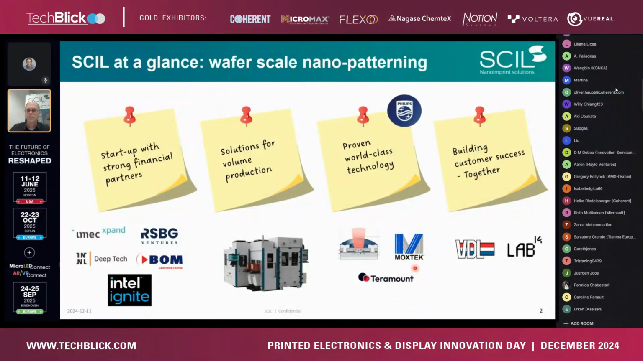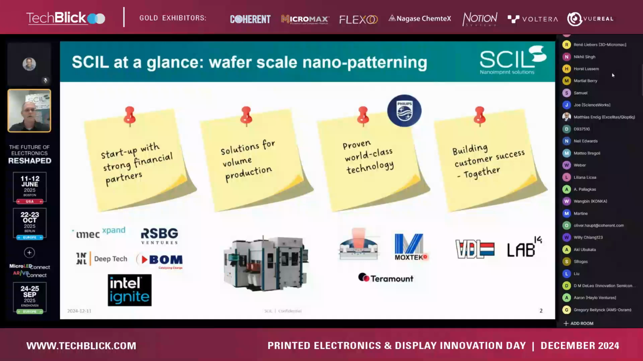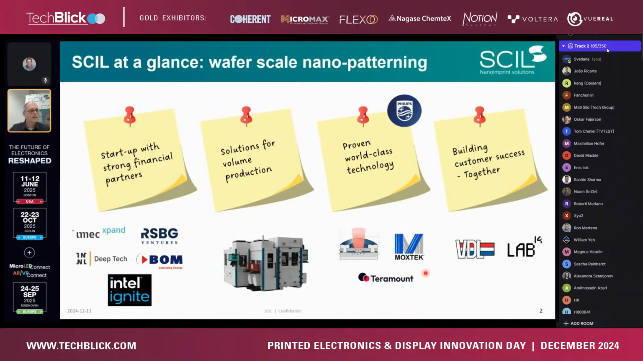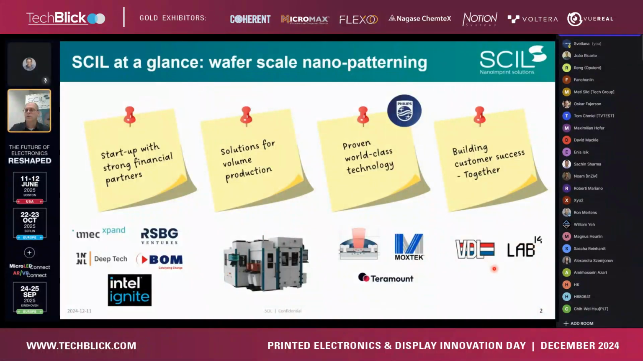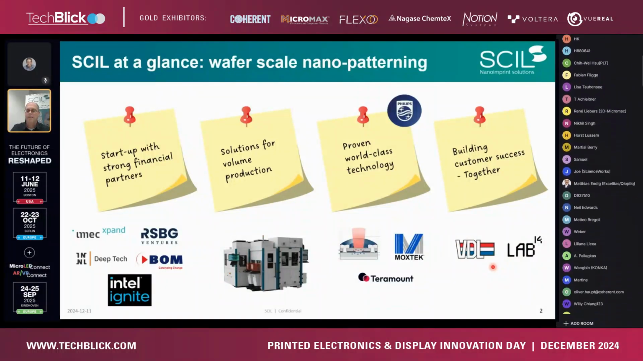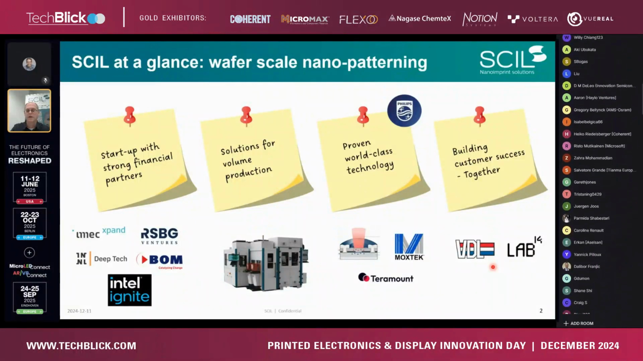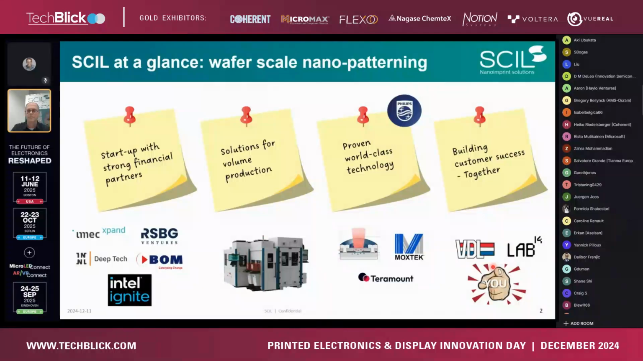2 customers, Opnext and MockStack, are using it to make polarizers, wire grid polarizers and metal lenses, and Terramount for wafer-scale optics for chip interconnects. We like to work with you, and we also like to work together closely with our suppliers like VDL and Lab14, who help us with building the hardware and also to give support there.